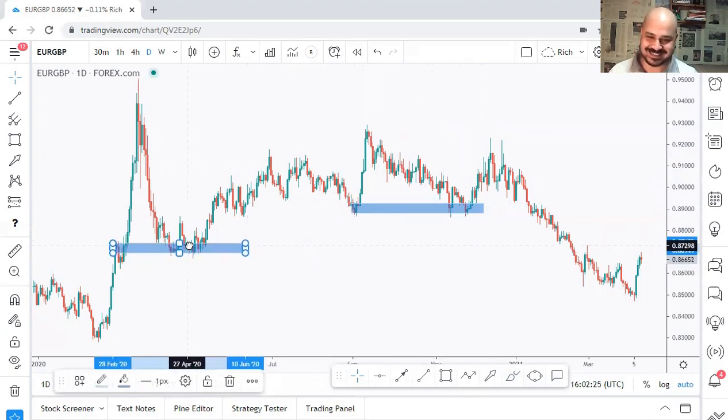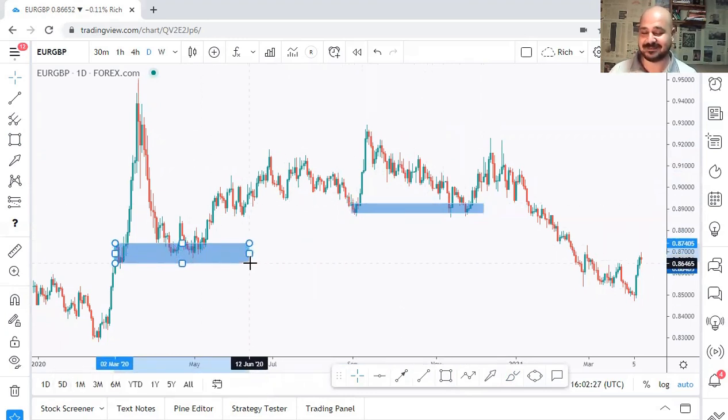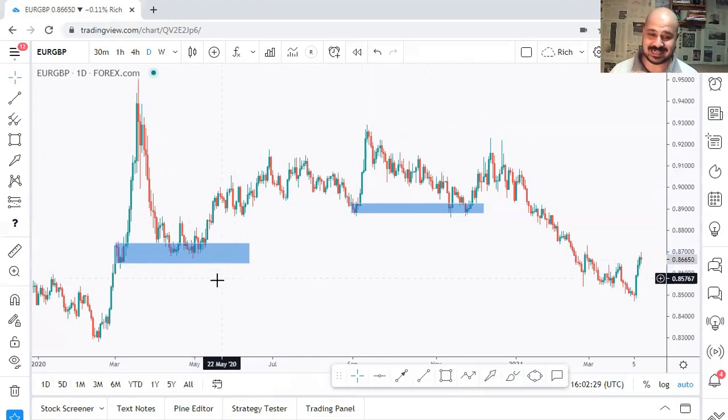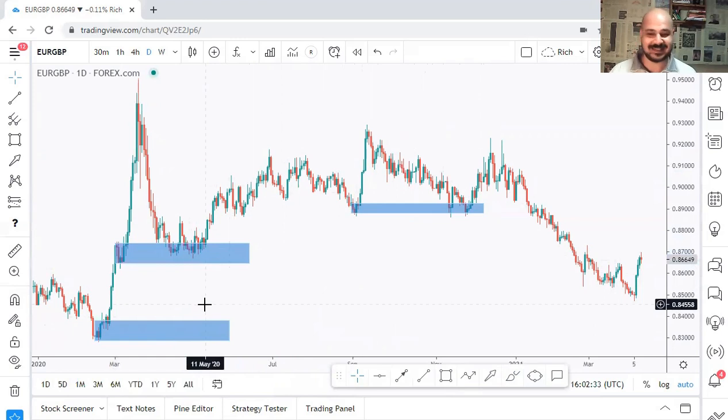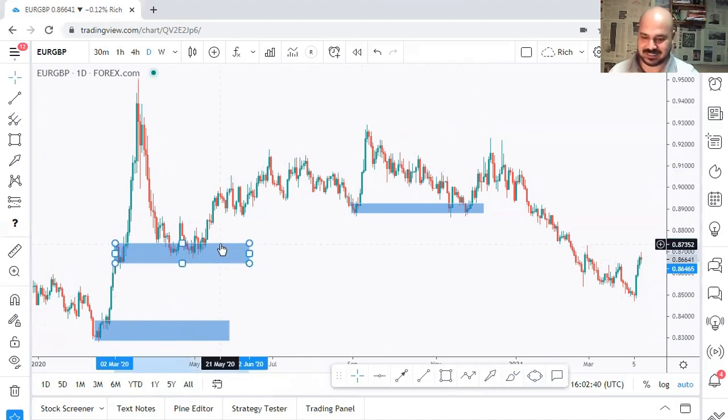So that's a demand zone. It's a rally, base, rally. And yes, that's one here. So can you find more? I personally can't see any demand areas, right? This one may be a strong one. Let me delete this one.